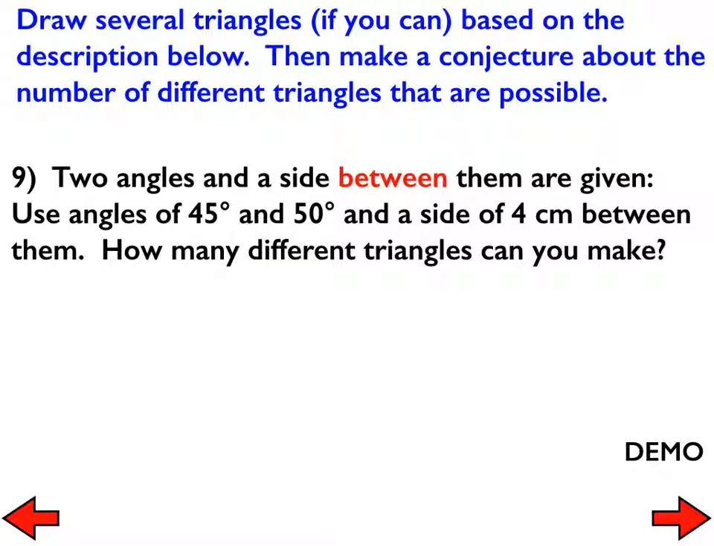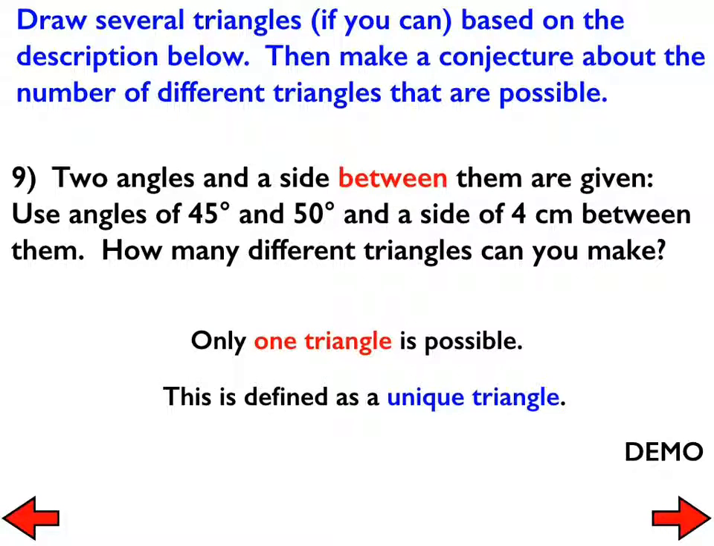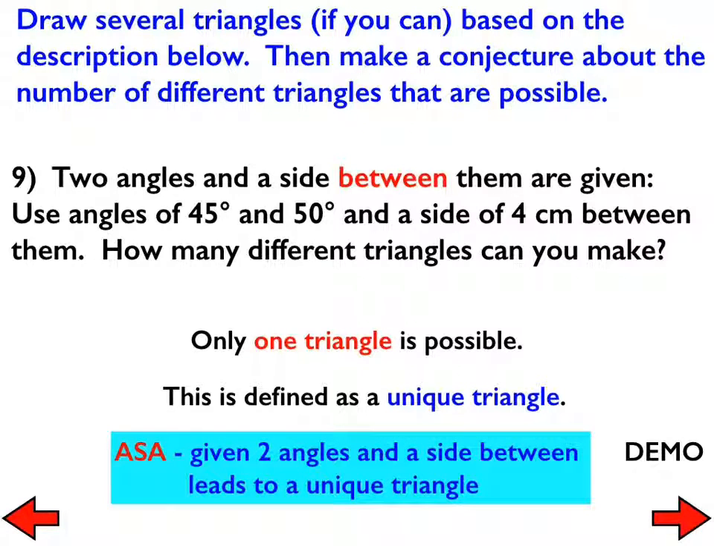Did your neighbor draw exactly the same thing you did? You should have drawn exactly the same thing. This is also a unique triangle because it's an angle, side, angle. If I give you a side in between 2 angles, it will make a unique triangle. So now we've learned side, side, side, side, angle, side, and angle, side, angle.